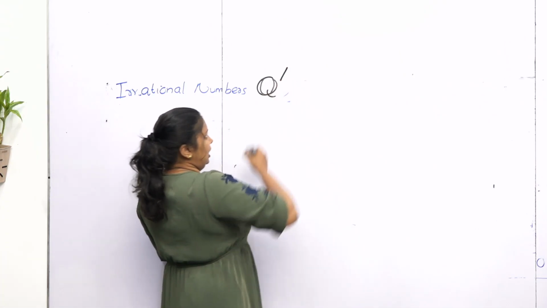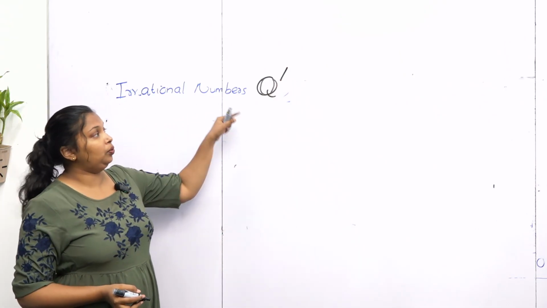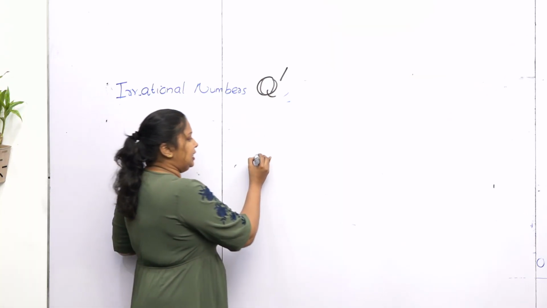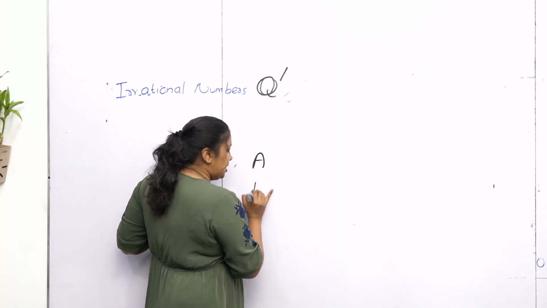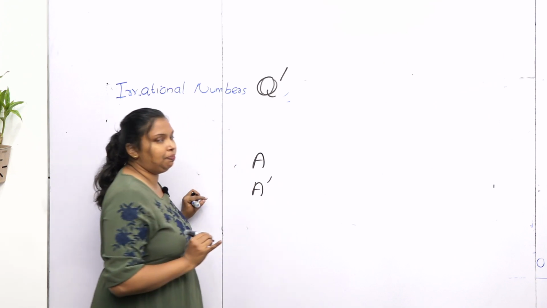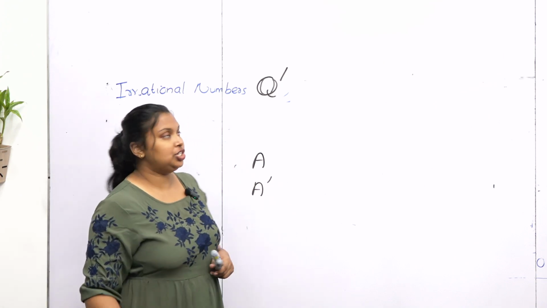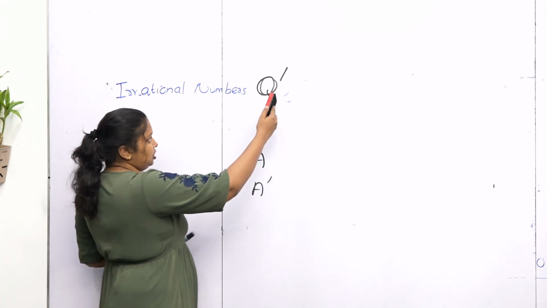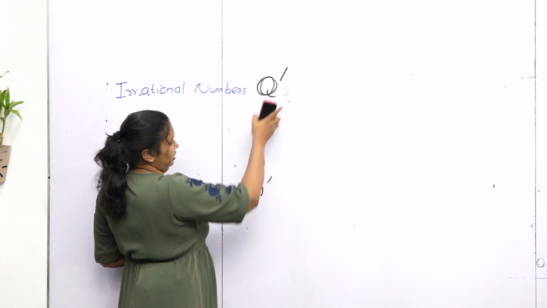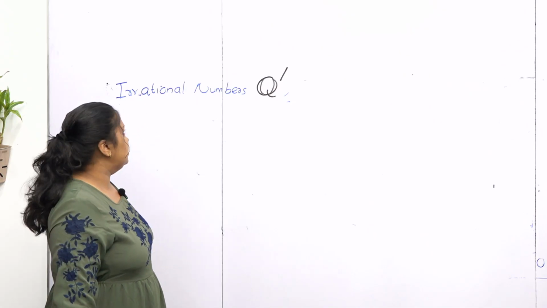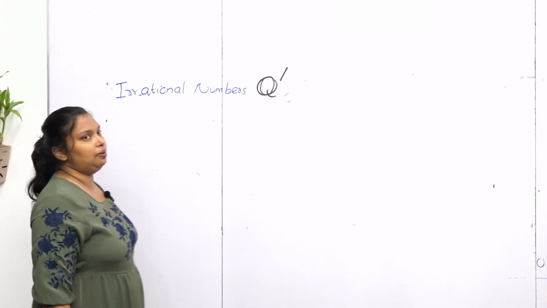We represent rational numbers using Q. Can you remember Q complement? For a set A, the things that do not belong to set A, we represent using A complement, the same thing. So here rational numbers means Q. Irrational numbers we represent using Q complement. Clear? So what do we mean by irrational numbers then?